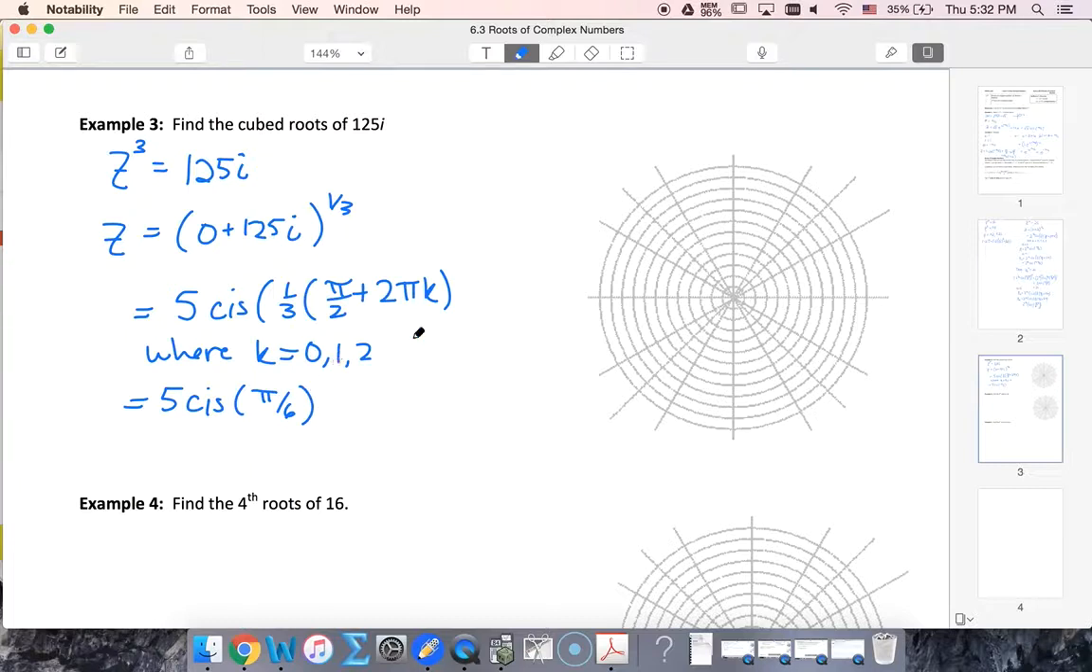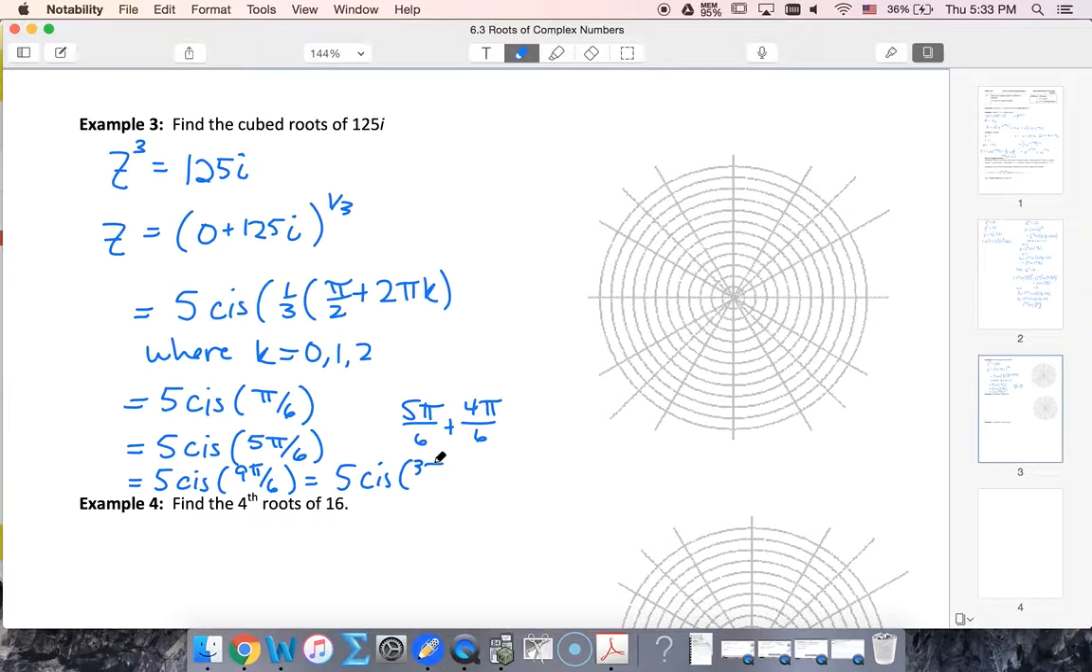I can also think of taking my pi over 6 and adding 2 pi thirds multiples. So I'll get 5 cis, pi over 6 plus 2 pi over 3, that's going to be 5 pi over 6. Or I would get 5 cis, now if I add another 2 pi over 3, that's going to give me 9 pi over 6, 5 pi over 6 plus 4 pi over 6, which is 3 pi over 2. So 5 cis of 3 pi over 2.